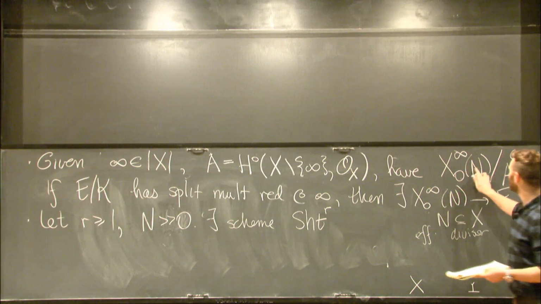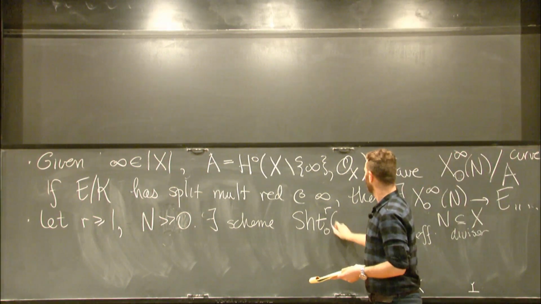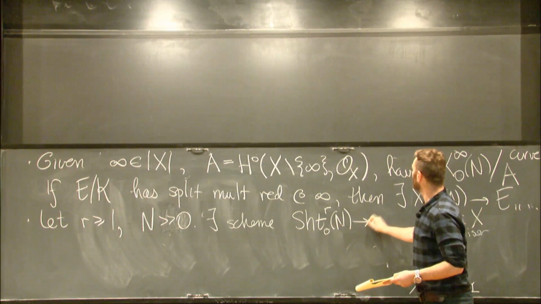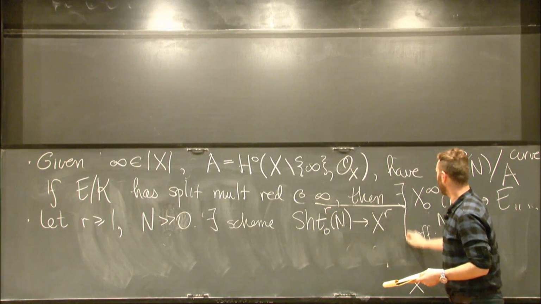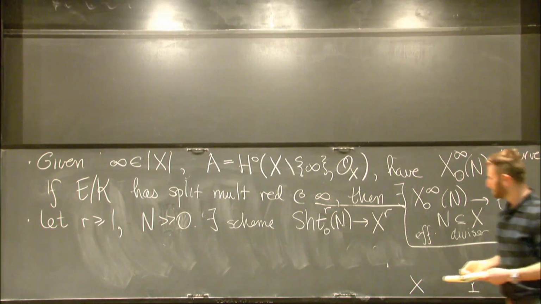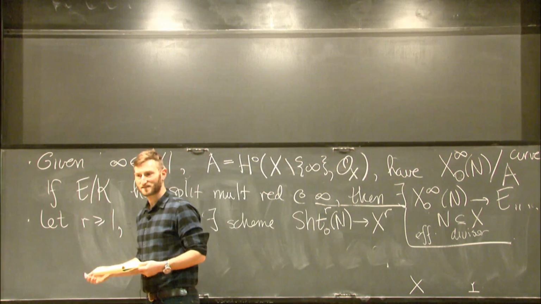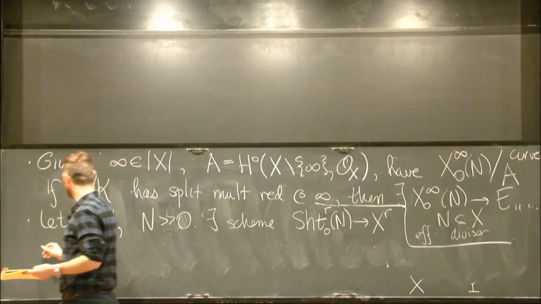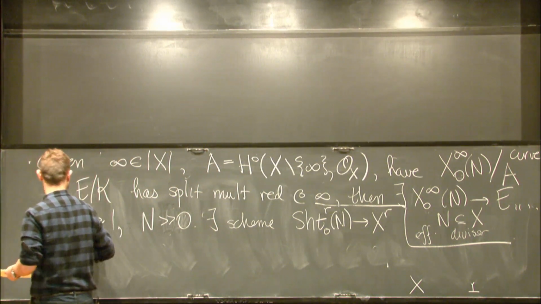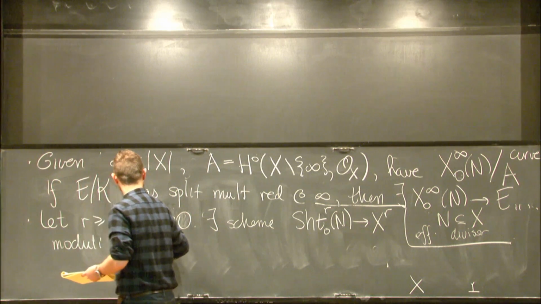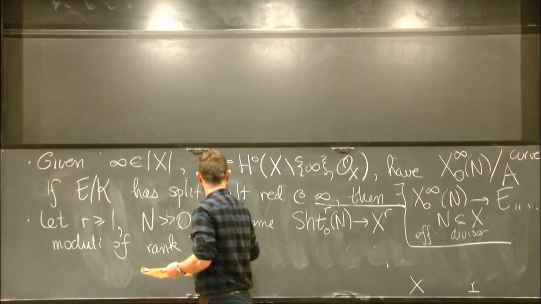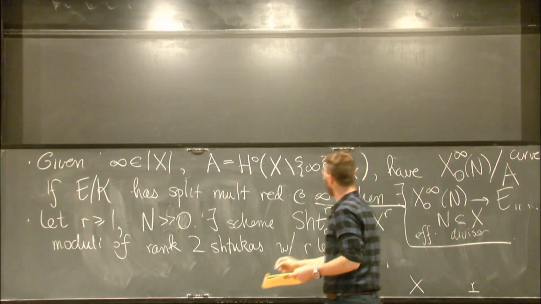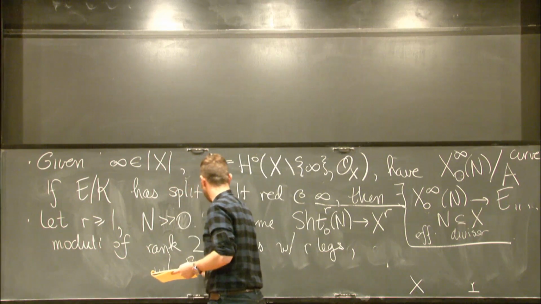And I'm going to copy the rest of the notation. I'm going to say shtukas naught of n, and it's fibered over the R-fold product of X. So the way this is pronounced is, yeah, I'll get there. Yeah, so this is the moduli space of rank 2 shtukas with R legs and with gamma naught of n level structure.